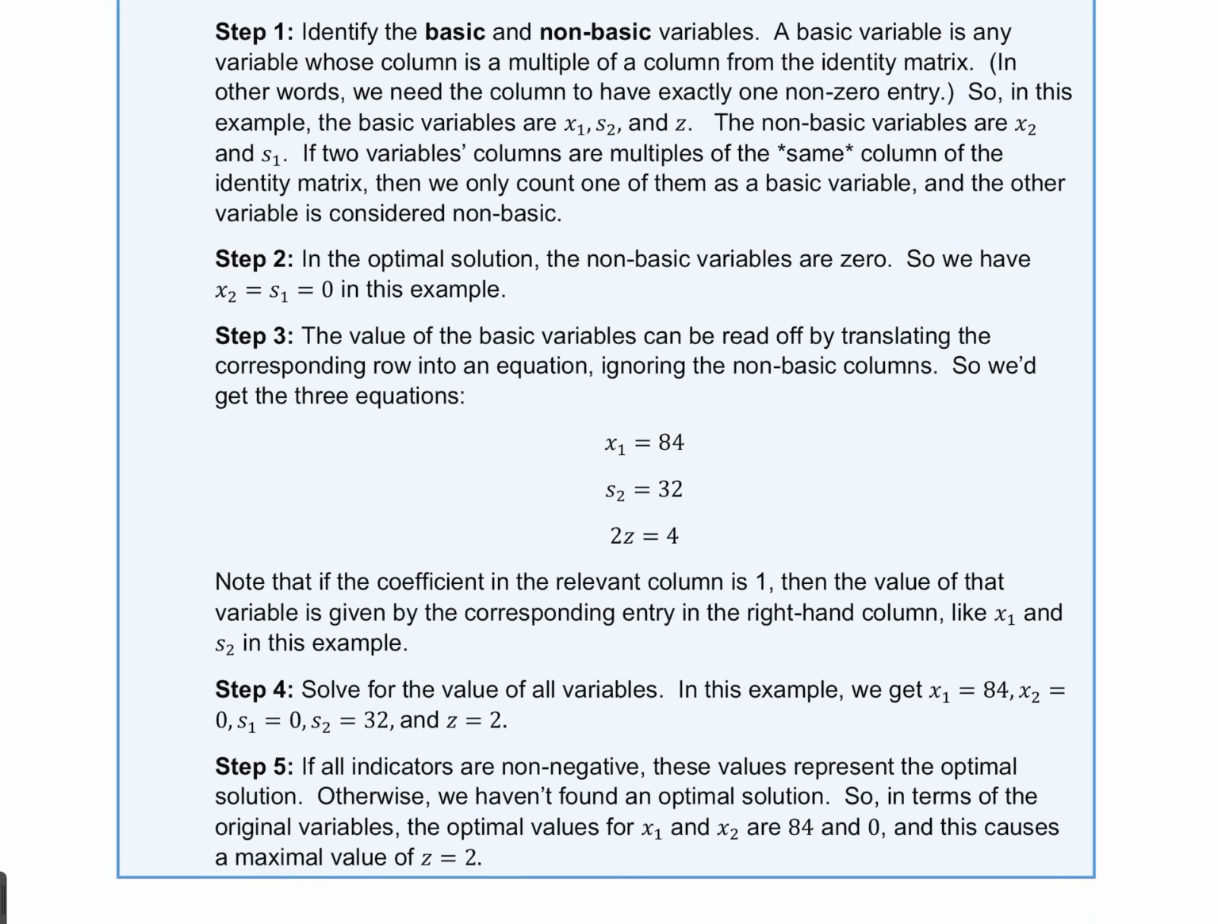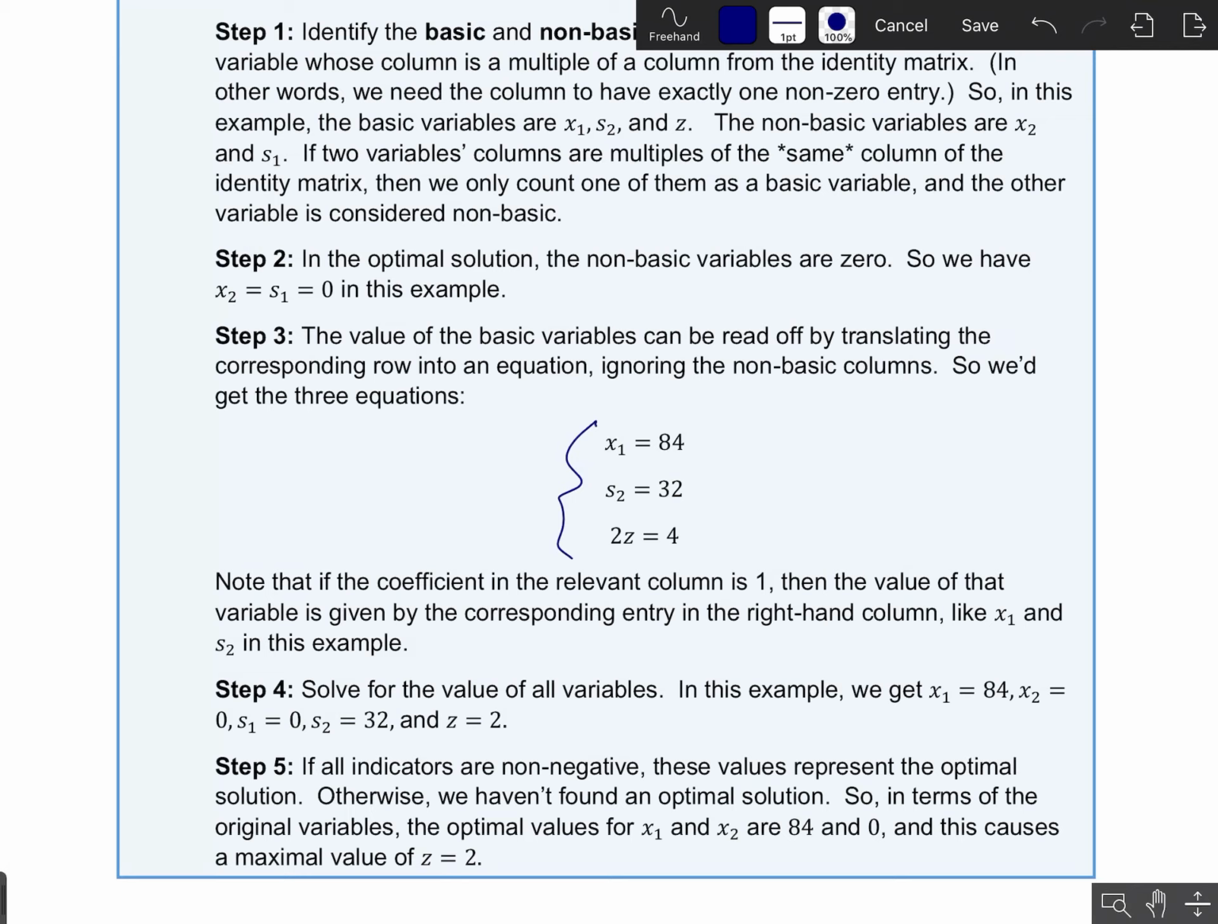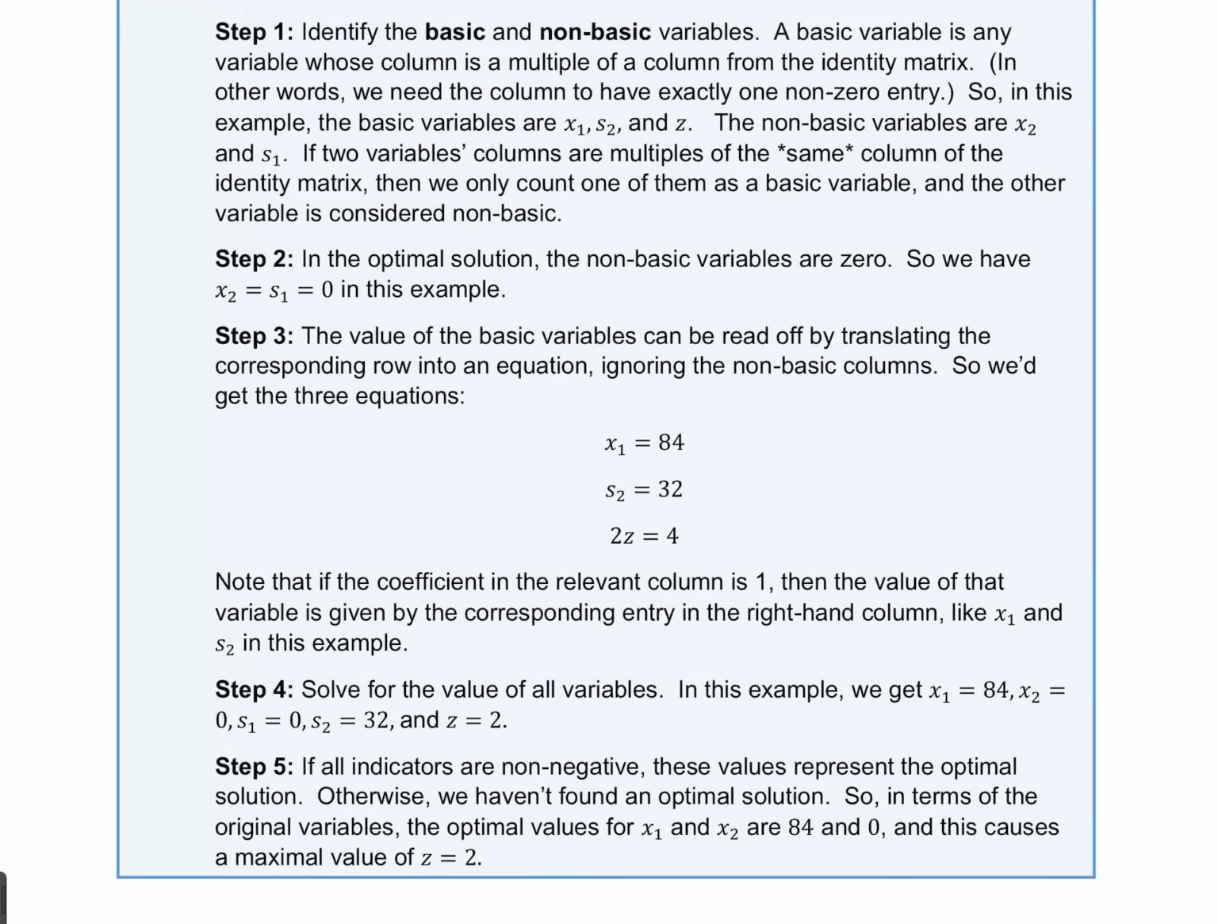So step 4 is going to be to solve for these individual variables if you need to. So notice that here we can just read off x1 and s2. In this last equation, we would need to divide by 2. But most of the time, we'll be able to just read off the values of these variables. So this would say that x1 is 84, s2 is 32, and z is 2.